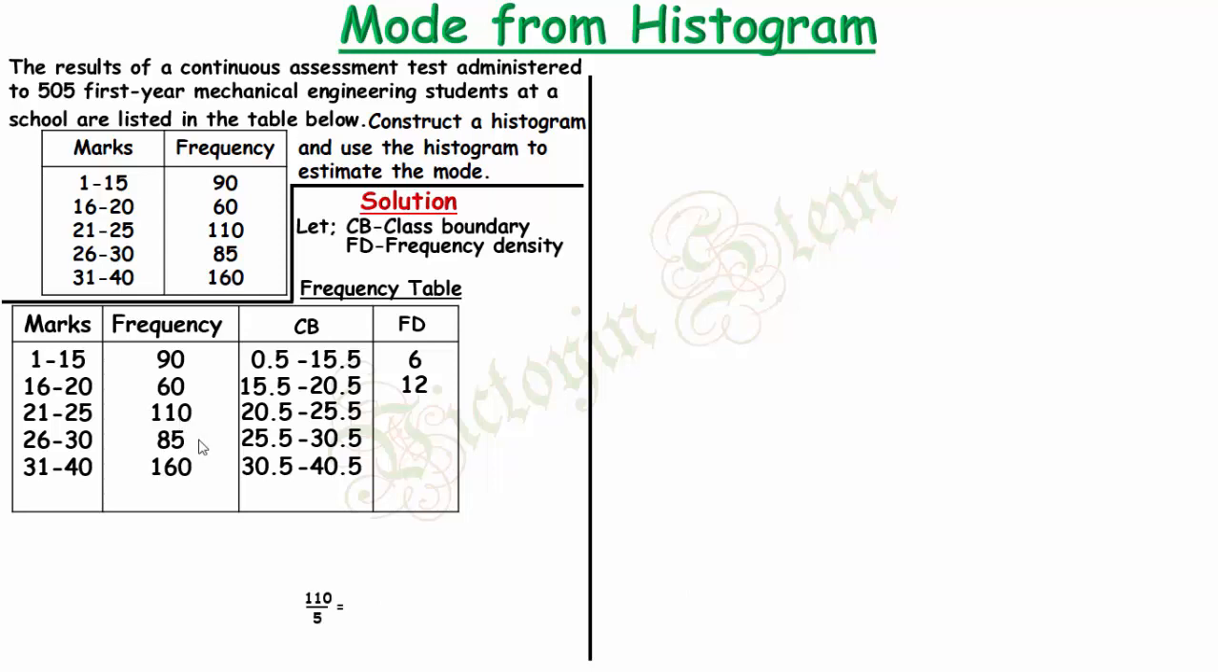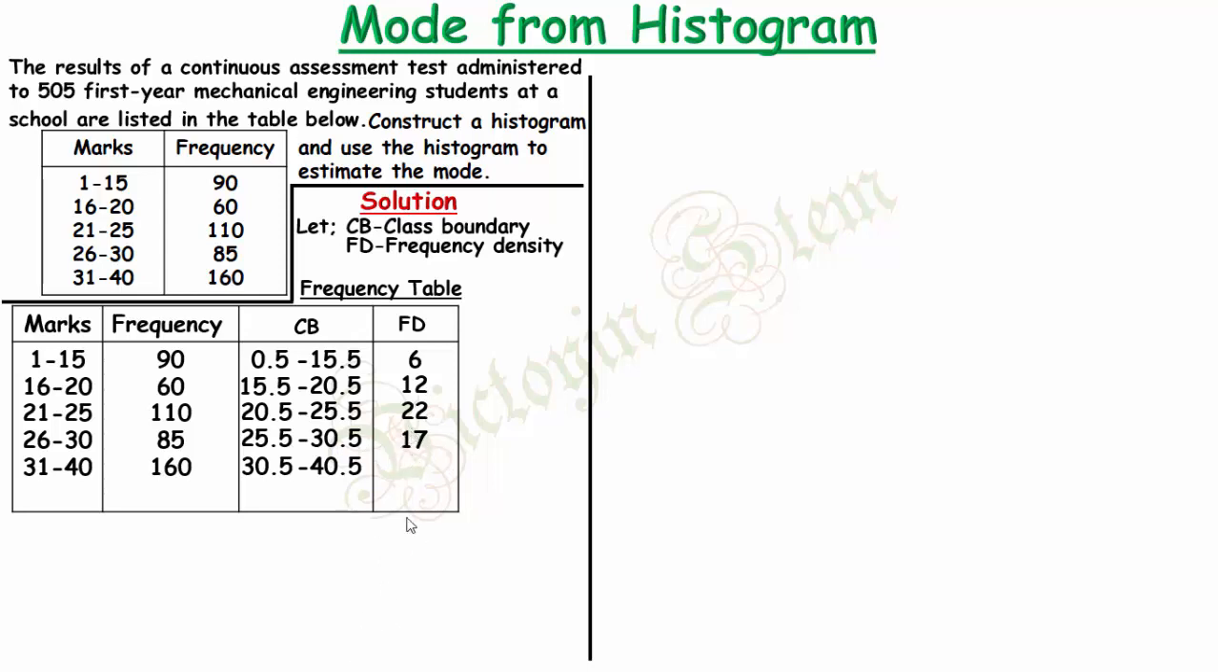The next value, I'll work with 110 divided by 5. 110, by the way, is the frequency of the third class and 5 is the class width of the third class. Okay, this boils down to 22. I'll write out my 22 and then I'll clean this up. I pick the next value, 85 divided by 5. 85 is the frequency of the fourth class, and 5 is the class width of the fourth class. Okay, this boils down to 17. So I'll write my 17 under the frequency density column.